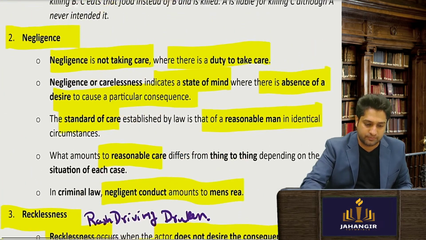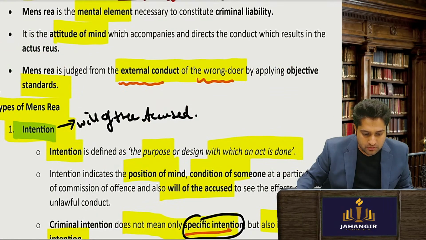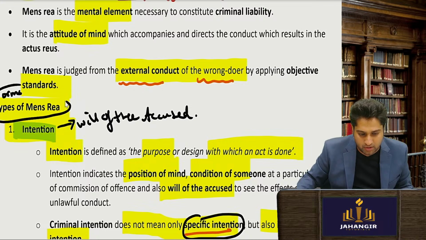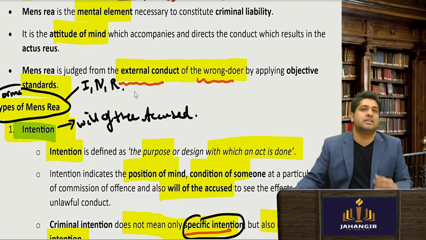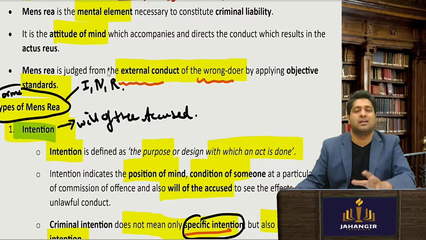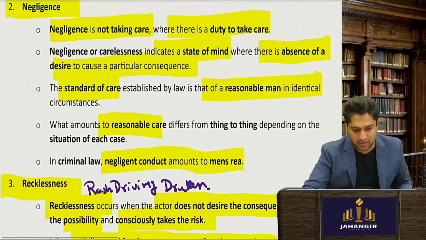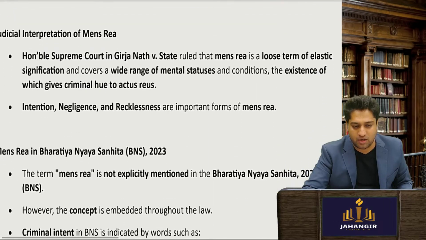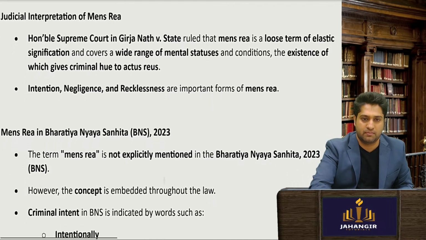So we saw the types or forms of mens rea, very very important. There are three forms: intention, negligence, and what was the other one? Recklessness. Okay, INR. Intention, negligence, and recklessness are all covered under forms of mens rea or types of mens rea.